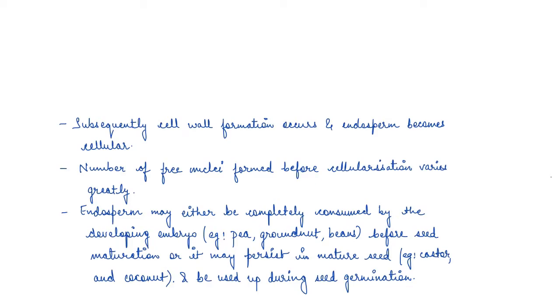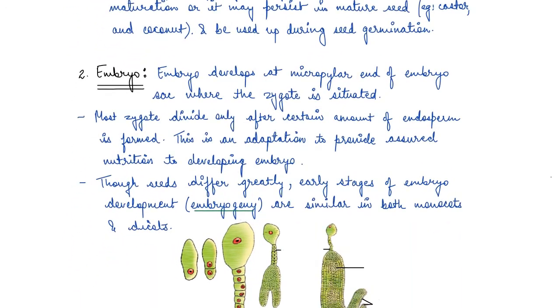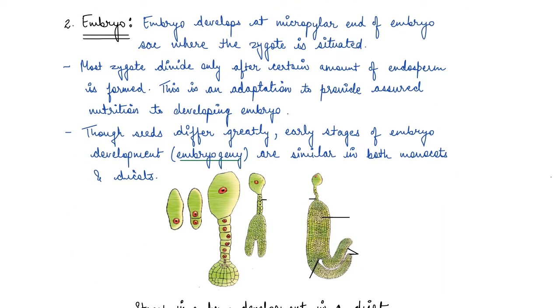Now, what happens in embryo development? Let's see that. Okay, so the embryo forms from the zygote, right? So the zygote develops into an embryo. This embryo develops at the micropylar end of the embryo sac, where the zygote is situated. Now most zygotes divide only after a certain amount of endosperm is formed, and this is because it is the endosperm which is formed that provides nutrition to the developing embryo.